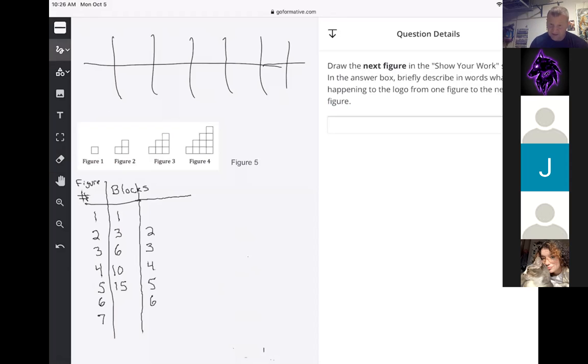So what's figure 6? What's figure 6? 21. Yeah, 21. Then we're going to add 7, and that's going to give us 28, right? And then we're going to add 8, and that gives us 36. Then we're going to add 9, which is going to give us 45. I'm running out of room.